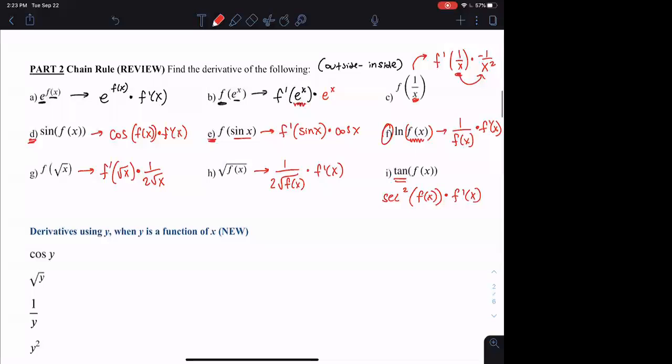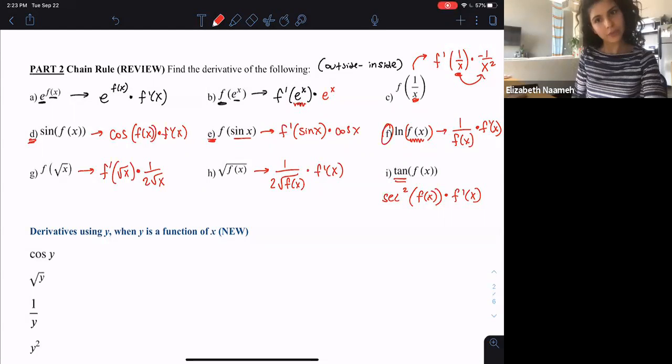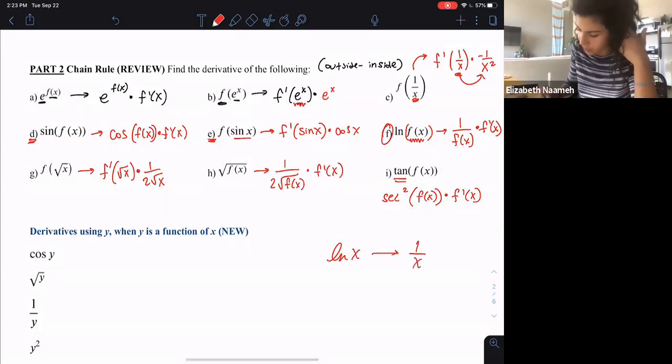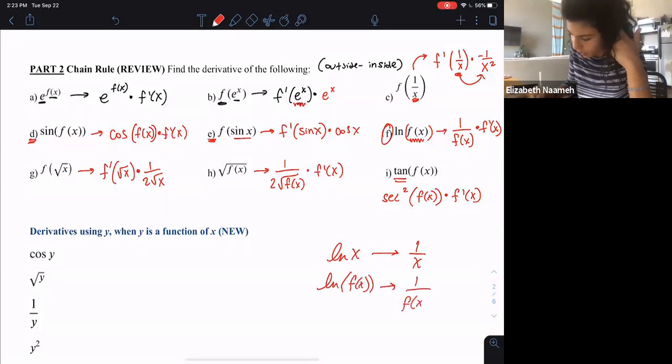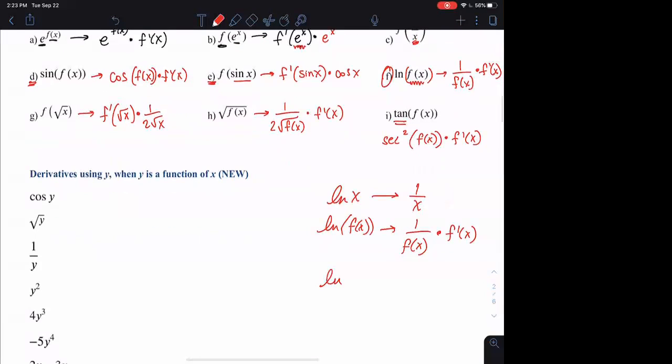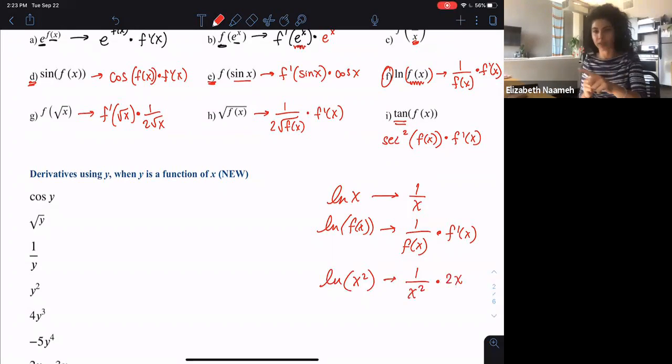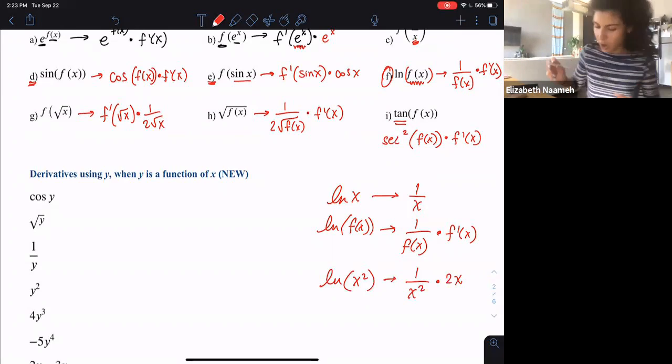Can you go over f one more time? The derivative of natural log x, you should have this memorized, is 1 over x. So the derivative of natural log of a function will be 1 over the function followed by the chain rule, since it's not just x. For instance, the natural log of x squared would be 1 over x squared times 2x. Did you see how I multiplied by its derivative? Yeah, makes sense.